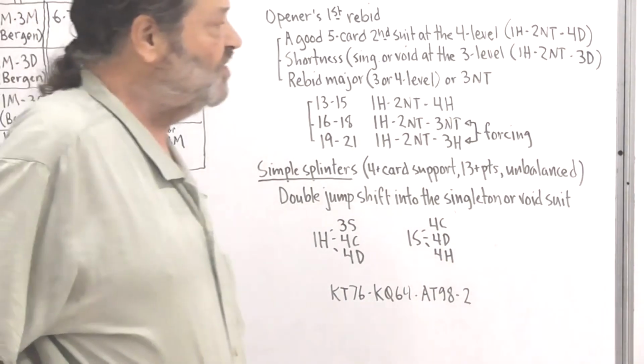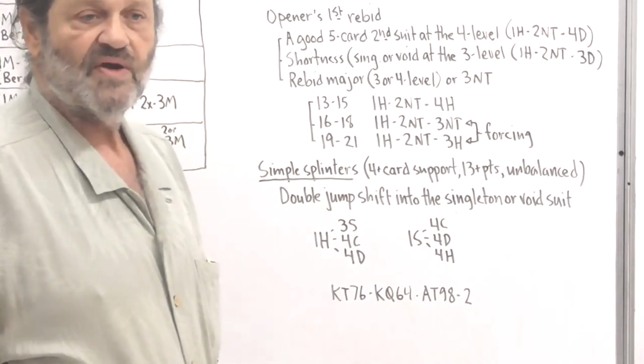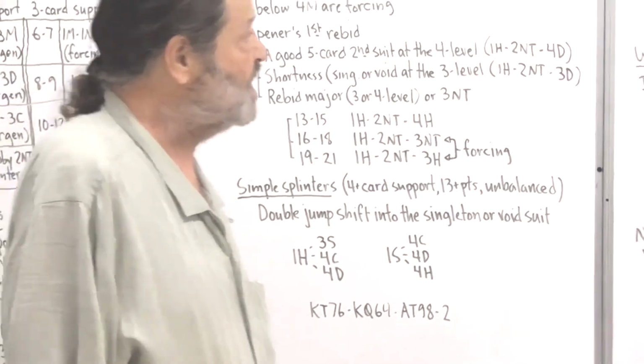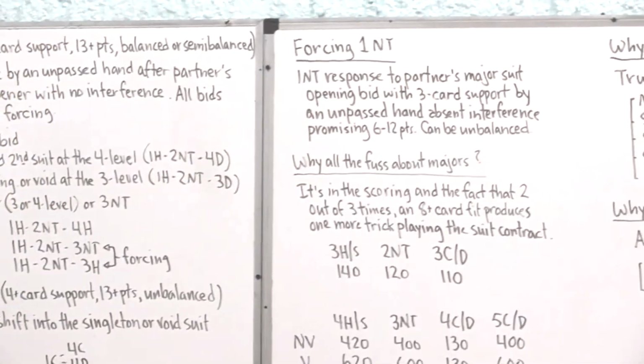We'll talk in more detail about the value of splinters and why we care about that kind of thing, how it helps us avoid duplication of values. And then finally, we'll talk about the forcing no trump.